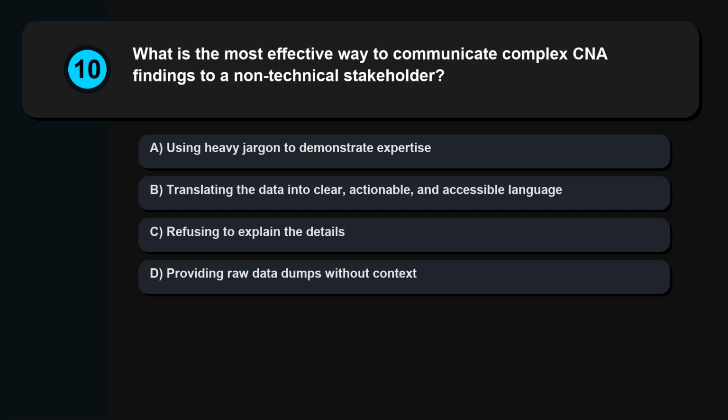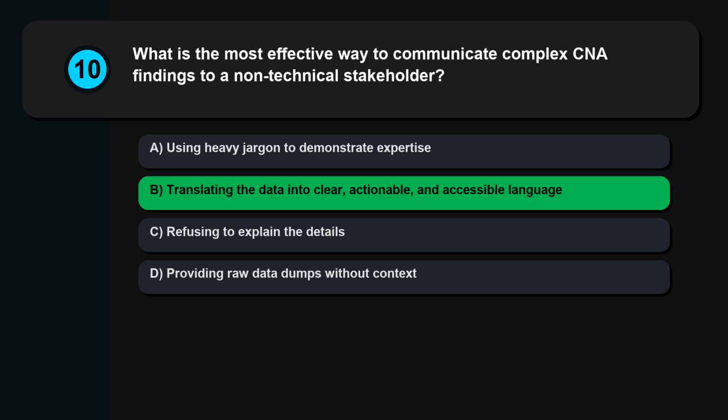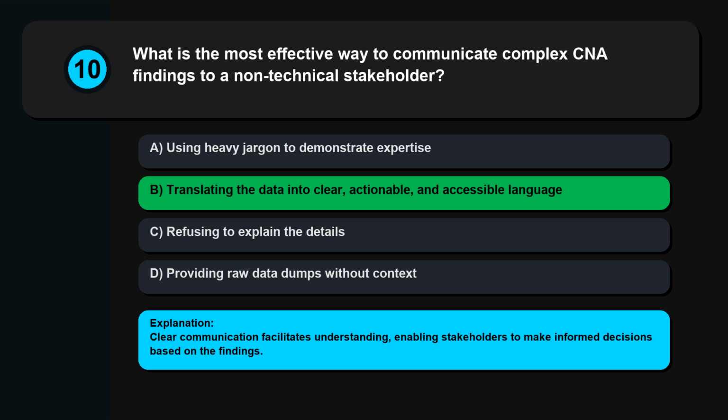Question 10. What is the most effective way to communicate complex CNA findings to a non-technical stakeholder? Using heavy jargon to demonstrate expertise, translating the data into clear, actionable, and accessible language, refusing to explain the details, providing raw data dumps without context. Clear communication facilitates understanding, enabling stakeholders to make informed decisions based on the findings.